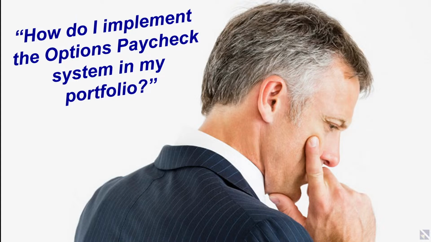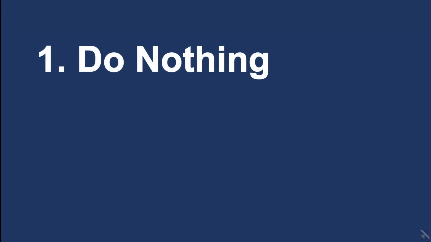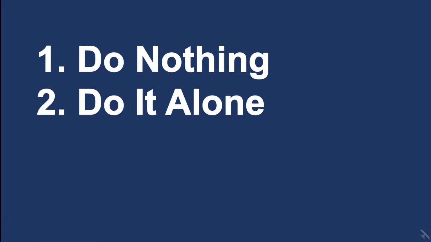Now, if you're like most people, you're probably wondering, how can I implement this paycheck system in my portfolio? Well, you have a choice. Option number one is you can do nothing. Stay where you are. If you already have enough money to retire, you're not really worried about running out of money, then maybe you don't even need the options paycheck system, and that's a great place to be. However, if you would like to make some extra income every month, that kind of leaves you with two other options. Option two is you can do it alone.